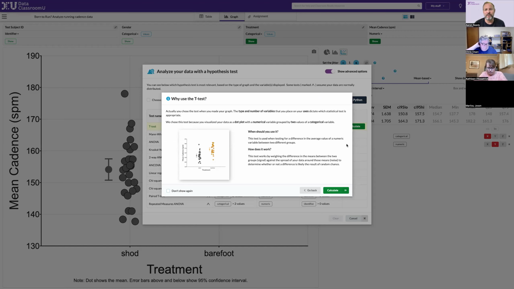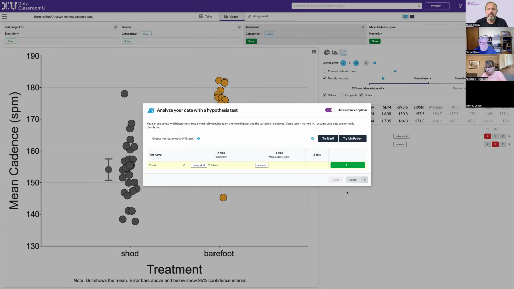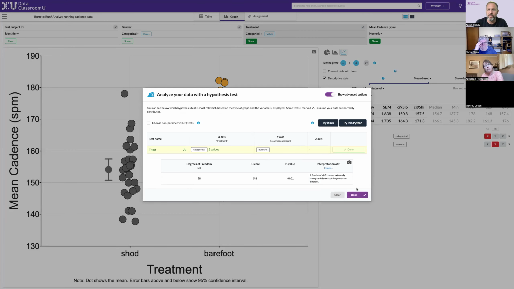So this is again telling the student exactly at the point when they might be wondering, why am I doing this? This is explaining why you're doing this at this point. And it lets them know that mathematically, it's weighing the signal, which is the difference in means, against the noise, which is the spread of the data around the means. And it's giving them a result there. And again, this is what we saw in our last example.